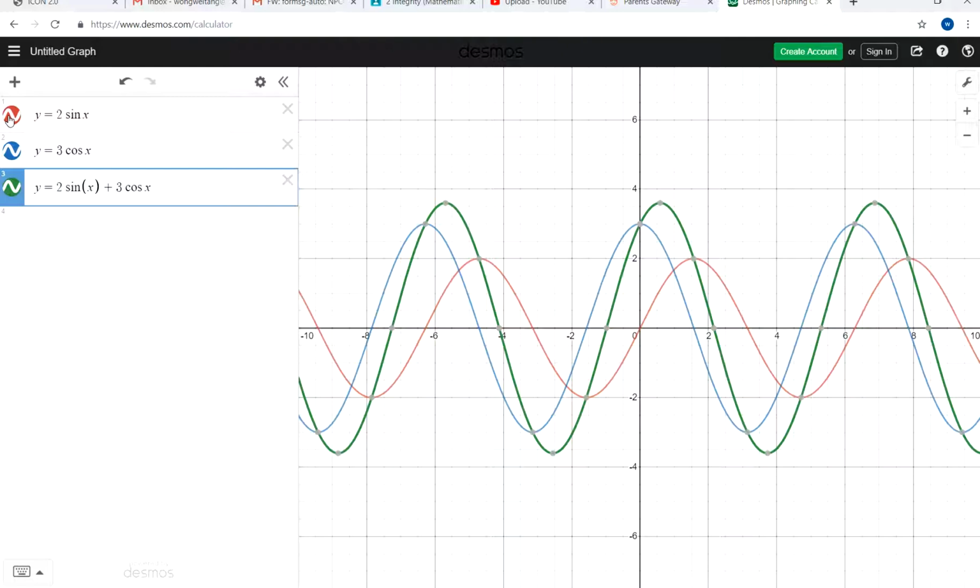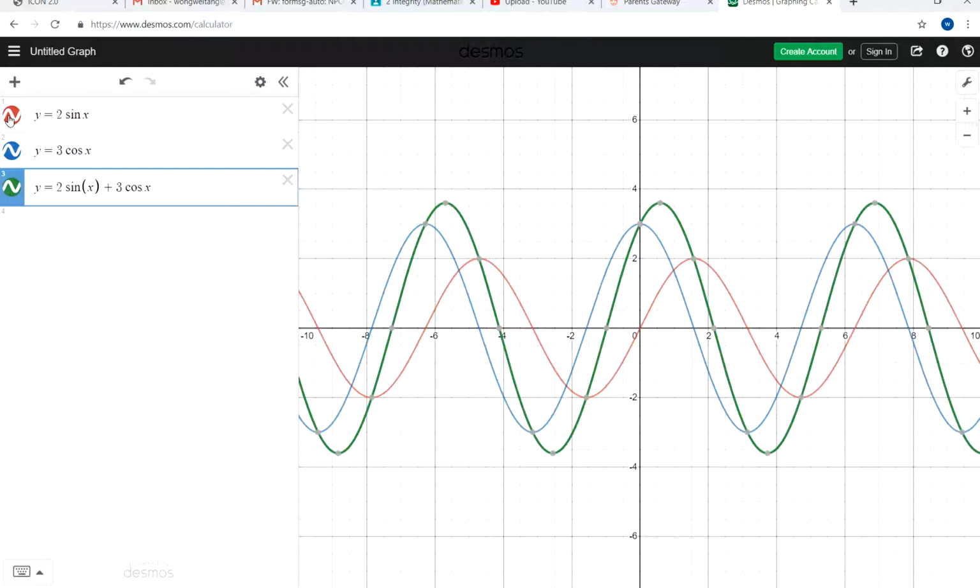And this shape looks really familiar, right? Does it look like a sine graph? At the same time, does it look like a cosine graph? We call it a sinusoidal graph. It's just a name. All you need to know is that it looks like a sine graph, and it looks like a cosine graph.